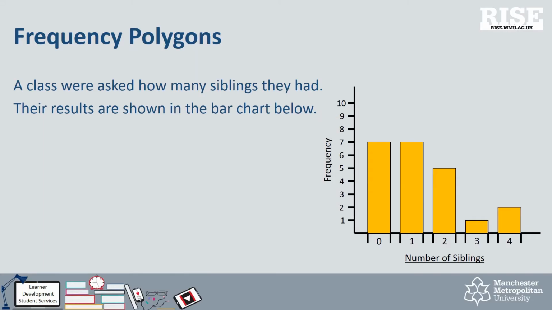In a frequency polygon, you're representing the same information that could be represented using a bar chart. For instance, let's look at this example. A class were asked how many siblings they had. Their results are shown in the bar chart here. So you can see that 5 people in the class had 2 siblings. 1 person in the class had 3, and so on.